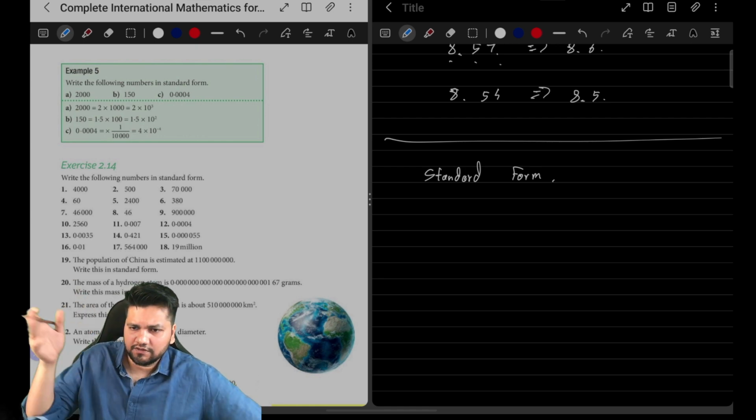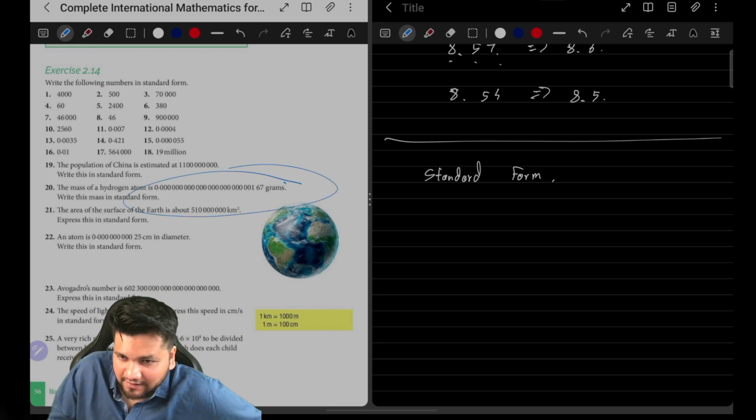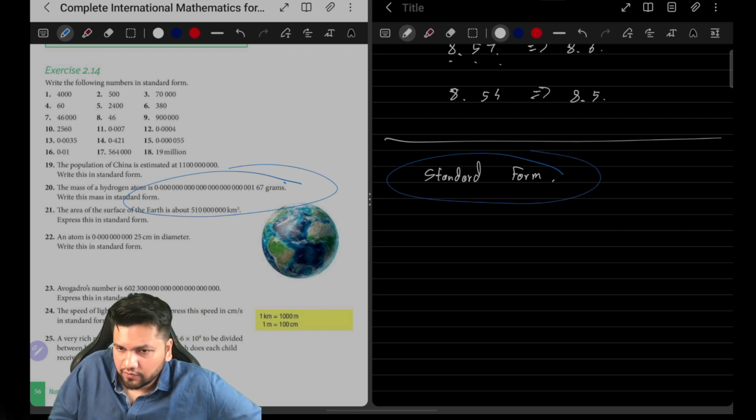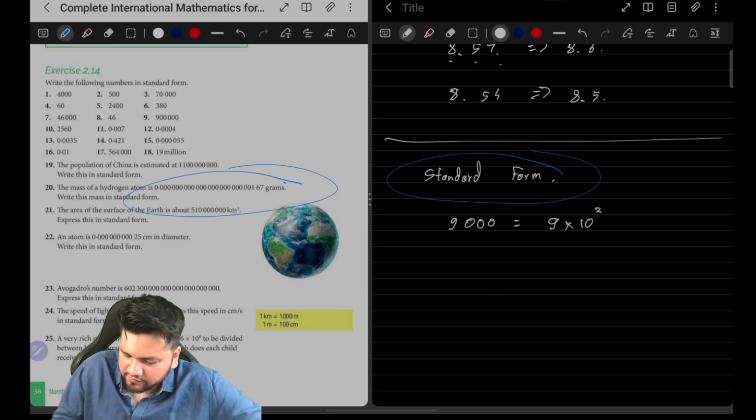Even if I talk about the distance from here and there, see, writing this, it's a task, right? So obviously what we will do, we will use a standard form for it. So what exactly it means? There has to be just units placed. That's the whole point. Meaning if I have 9,000, so the standard form will be what? It's going to be 9 into 10 to the power of 3.